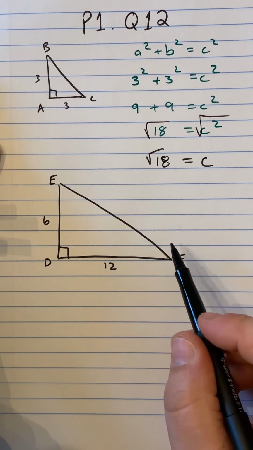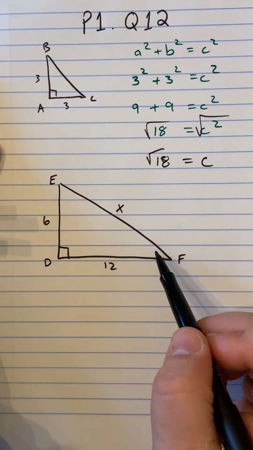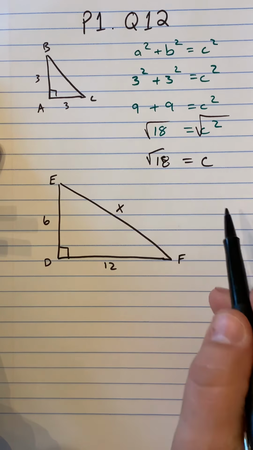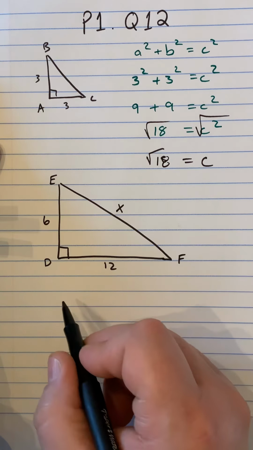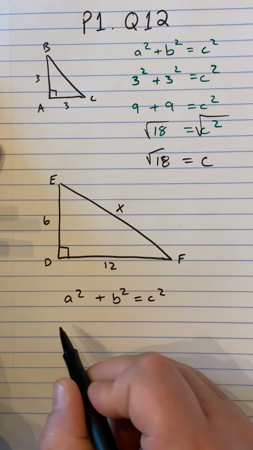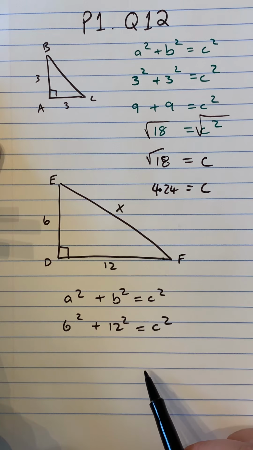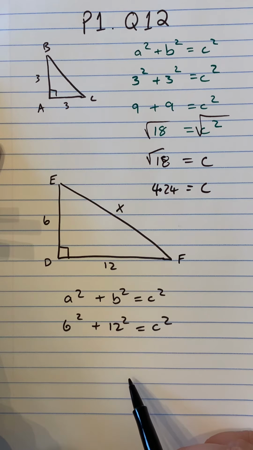And now we need to be able to find what the length of this side is, and then we're going to compare that to the length that we already have here. So remember, same thing, a squared plus b squared equals c squared. So I have 6 squared plus 12 squared equals c squared. And I want you to continue to solve that. Now remember, we said that this was 4.24 or something like that.